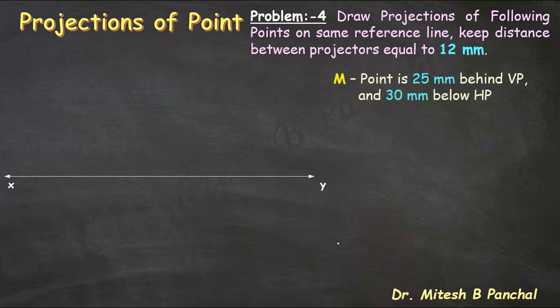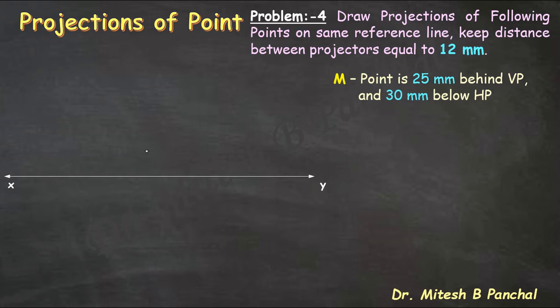So the first point is point M, which is 25 mm behind VP and 30 mm below HP. Here we know that point is behind VP and below HP, so the point M is in third quadrant. When object is in third quadrant, its position is behind VP and below HP. So when object is in third quadrant, we know that top view will be above XY line and front view will be below XY line.